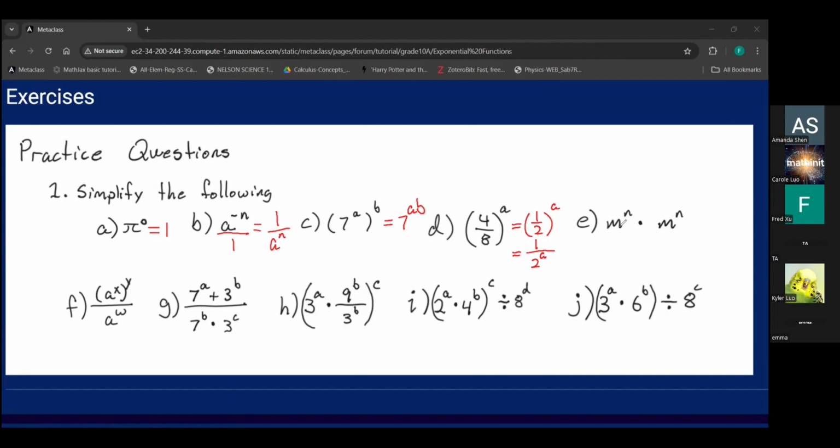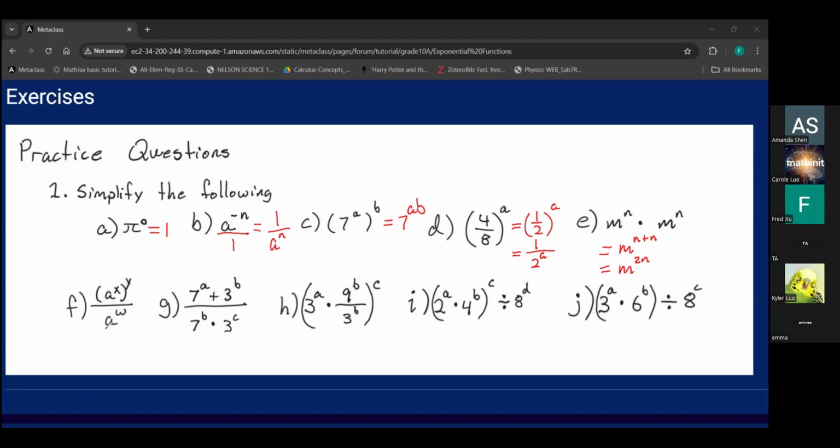Over here, we have m to the power of n times m to the power of n. This is m to the power of n plus n. And since it's two n's, you can write this as m to the power of 2n. Okay, remember this is the most simplified form.